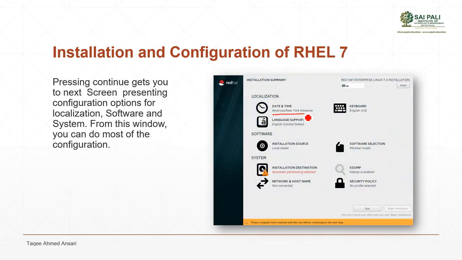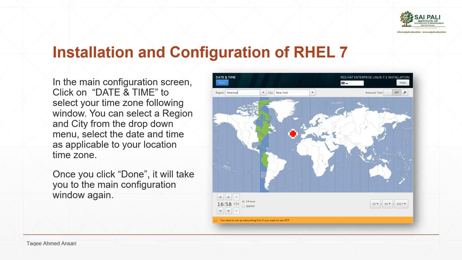So when you select the date and time, it will open this window with the map. You can select by using this drop down menu, region and city, or you can point your map here. If you know where your city is, then you can just click on the map to get the point. You can see the time here. You want 24 format, AM, PM, and you can see the date also.